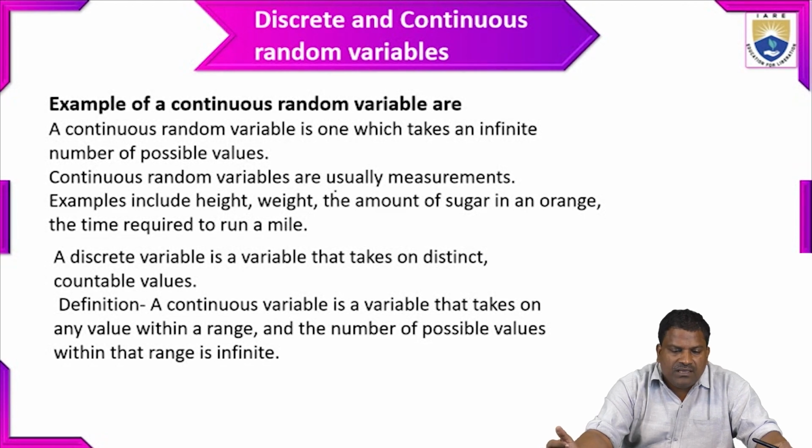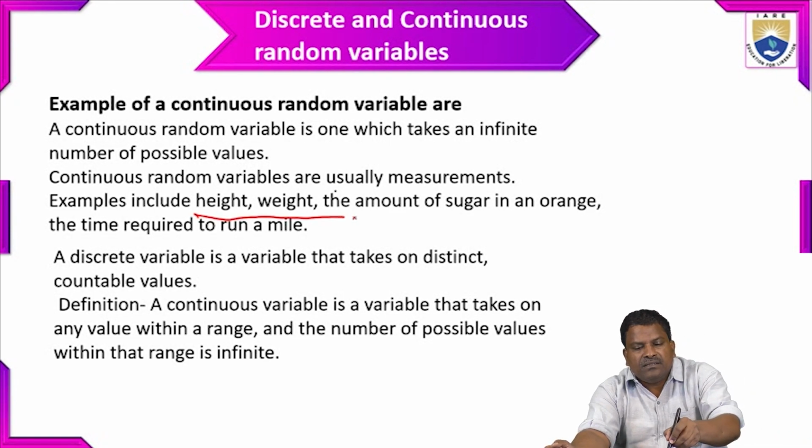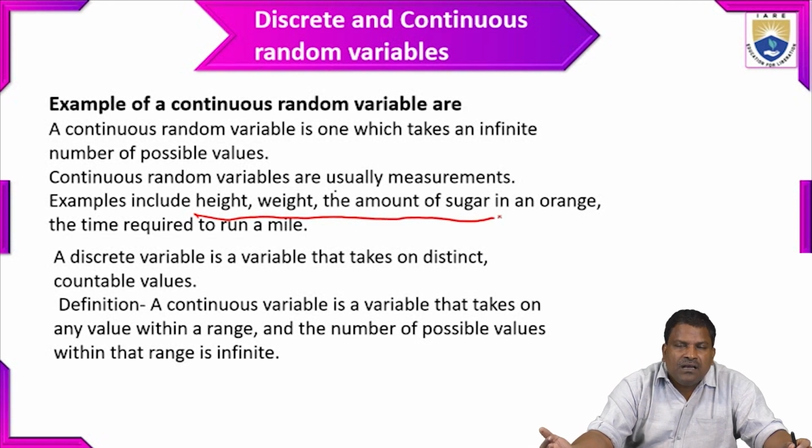Let us see an example of a continuous random variable. A continuous random variable is one which takes an infinite number of possible values. Continuous random variables are usually measurements. Examples include height, weight, the amount of sugar in an apple, or the time required to run a mile. Here, height, weight, the amount of sugar, all these are examples of continuous random variables.